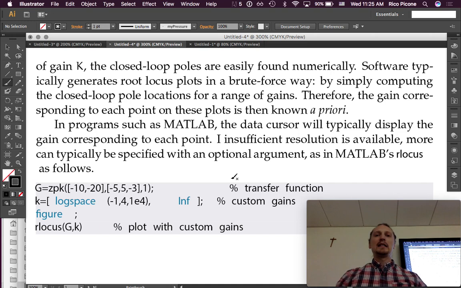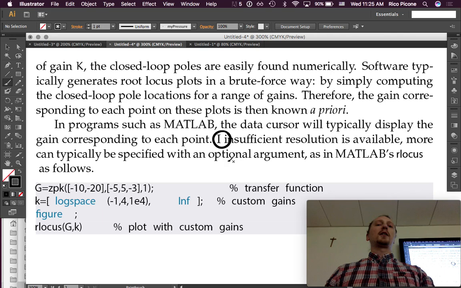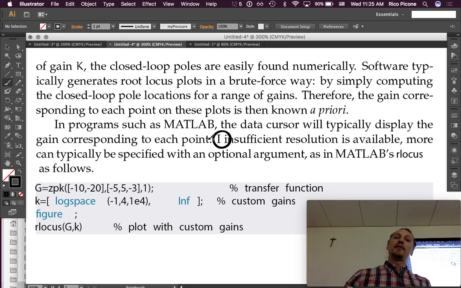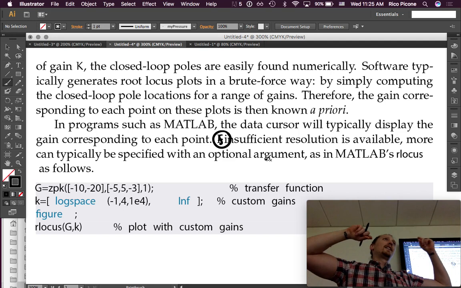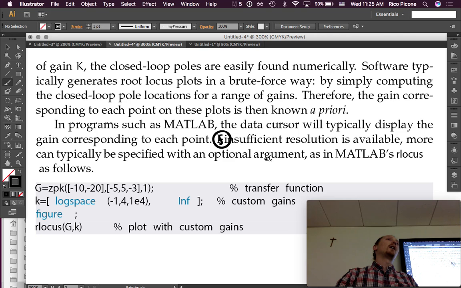If insufficient resolution is available, like you can't compute all the points numerically, right? If you computed all the points, it would take forever. So you can't compute all the points, so you have to space them out. So maybe you don't have enough resolution in a certain place on the root locus where you want to be. If it's not available, more can be specified. It's an optional argument, as in MATLAB's rlocus command, as follows.